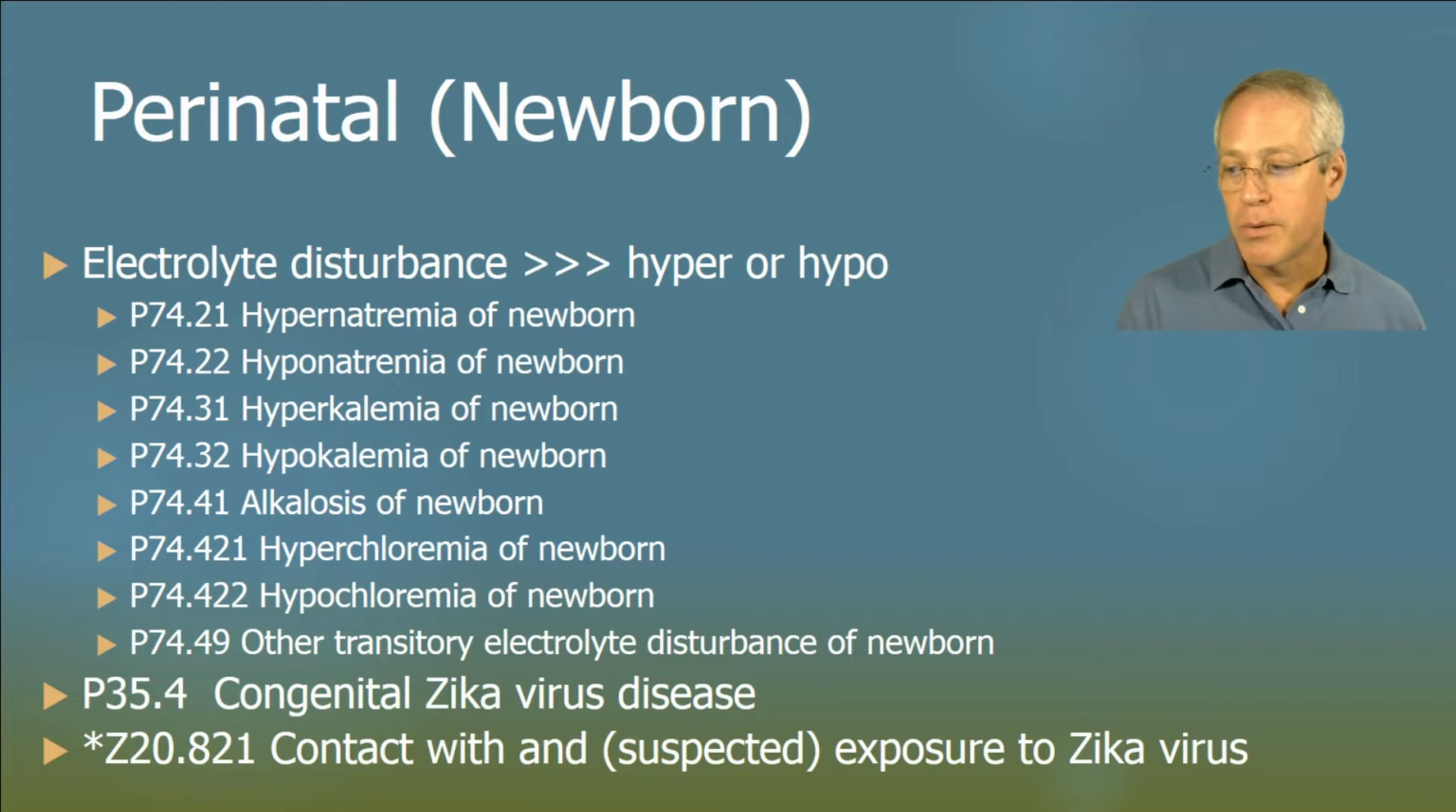Unrelated to electrolytes, we have a couple of new codes that are relevant to newborns, and one of them to adults too. P35.4, congenital Zika virus disease. This is a tragic, potential outcome of Zika virus infection in the mom, which itself is fairly benign, but the congenital Zika virus disease. We have a new code. And then perhaps a patient that's been traveling has been exposed to it and warrants careful monitoring, ultrasounds, whatever kind of intervention it needs. There's a Z code, which I put the cart in front of the horse there, contact with and suspected exposure to Zika virus. I just included those two together because they're so close conceptually.